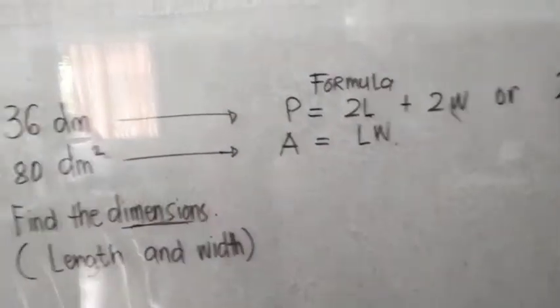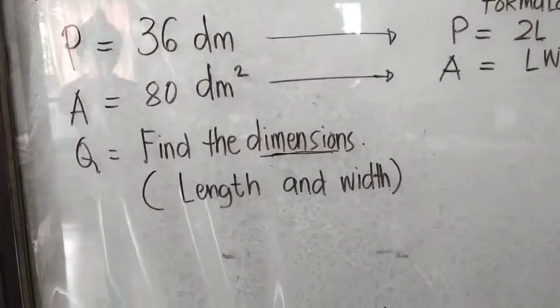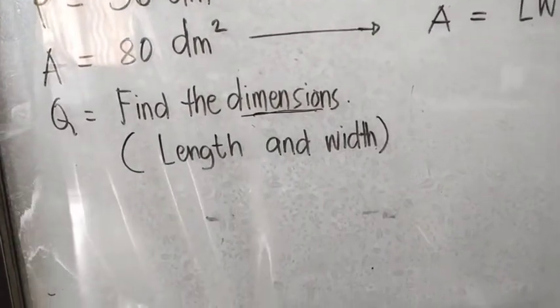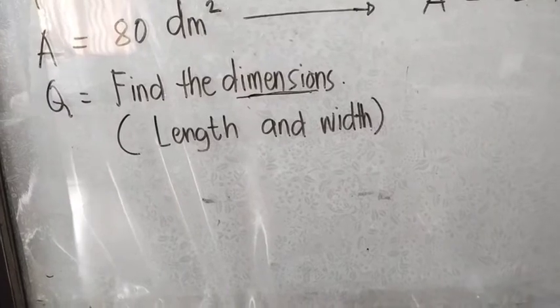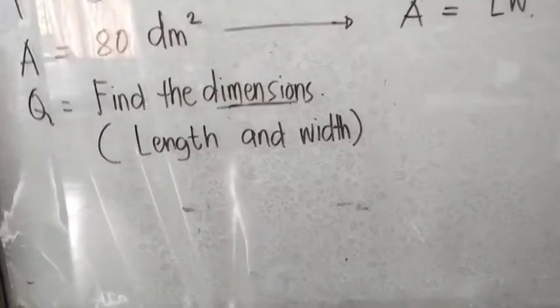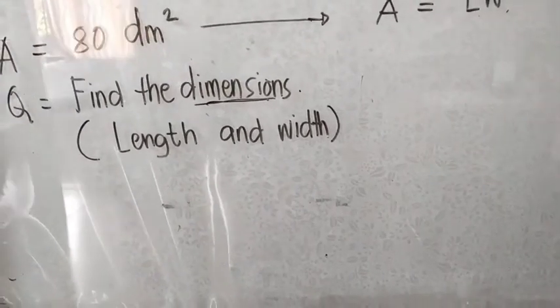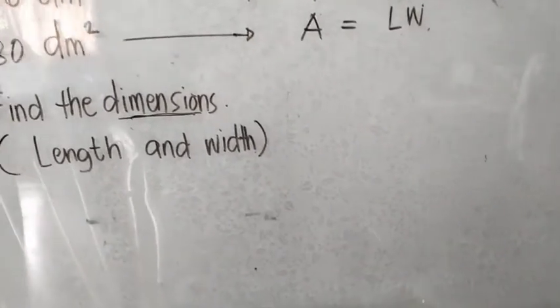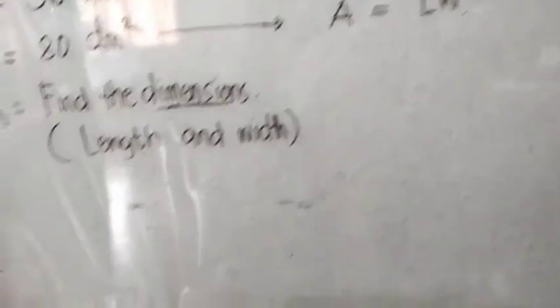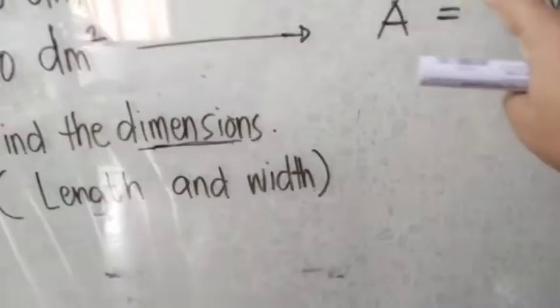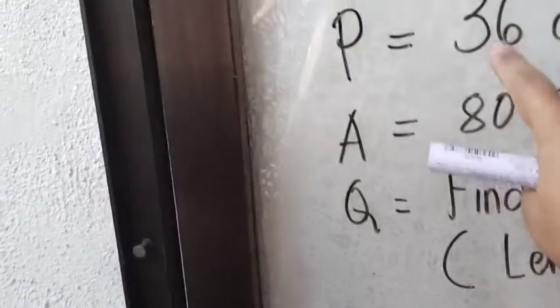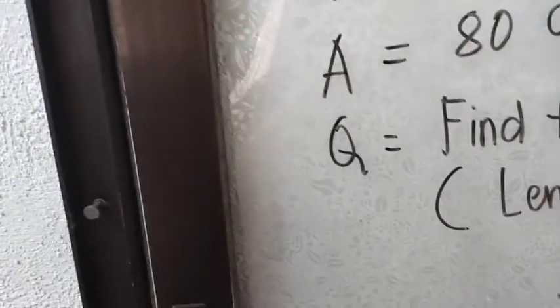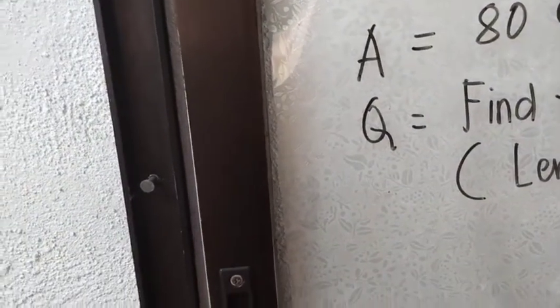Okay? Next. Our question is, what are the dimensions? Or what is the measure of the dimensions? Ano ba yung dimensions natin? And that is the length and the width of the rectangular metal plate. So, first thing to do is to rewrite the equation. Papalitan natin itong P ng 36, kasi yun lang yung given natin. Wala nang iba. Okay po?